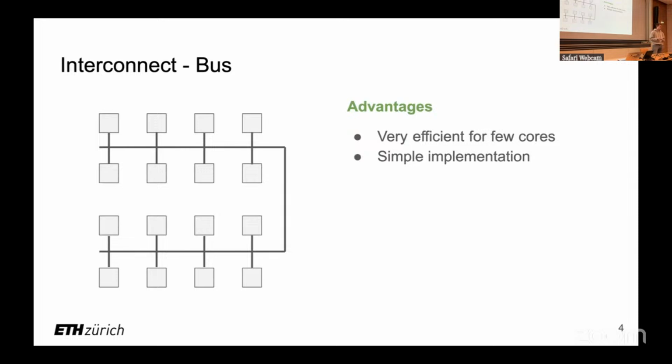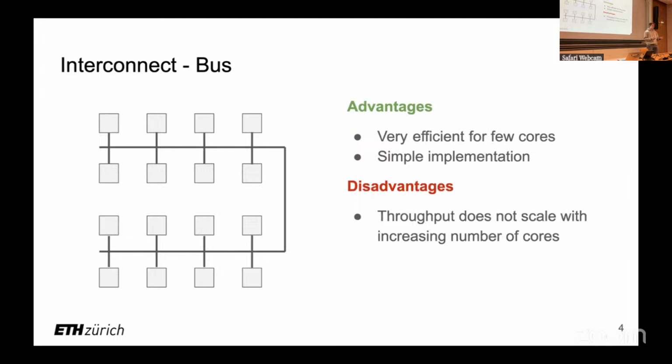But obviously, there are also some downsides to this simple design. The main one is that when you scale up the number of cores, you will still just have one bus, and you don't increase the throughput by just connecting more cores to it. And so you get highly limited by the bus throughput after you've connected a certain number of cores.